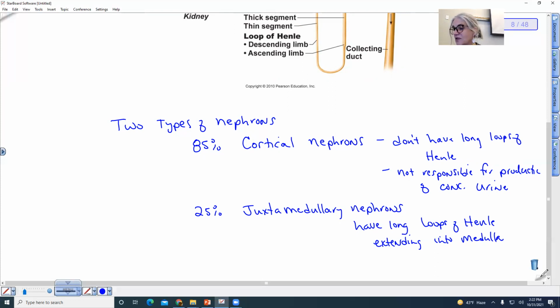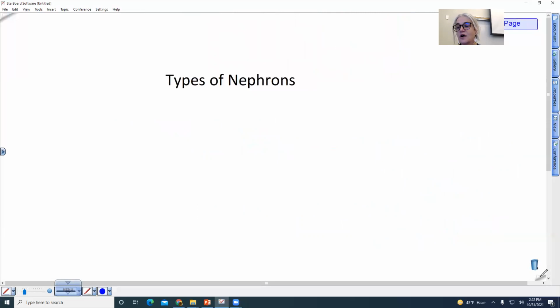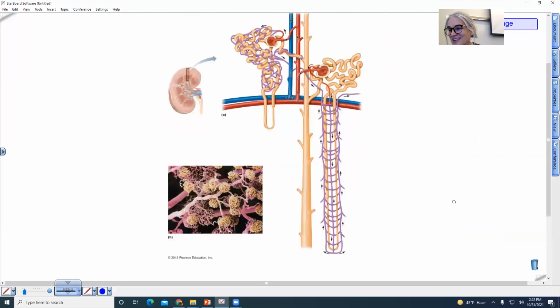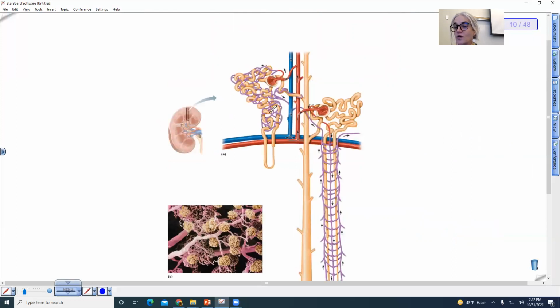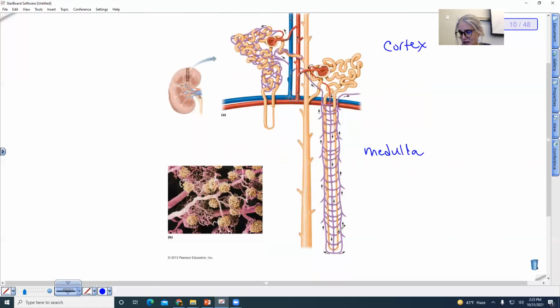Let's see if I have a picture of those two types of nephrons, not neurons. Here is my cortical nephron. Notice where this is: the boundary between the cortex and the medulla. The glomerulus and most of the tubule are found within the cortex. This is my cortical nephron. This is my juxtamedullary nephron that has this long loop of Henle that extends down into the medulla.